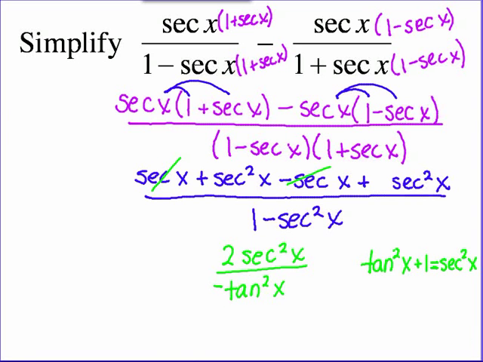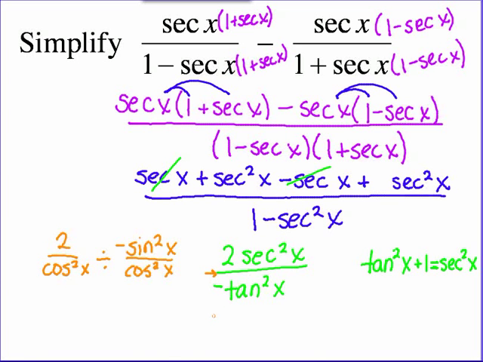So this is something you could do. I know that secant is 1 over cosine, right? So basically I've got 2 over cosine squared divided by negative sine squared over cosine squared. Now if you're wondering where the division came from, remember this is a fraction bar right here. And you can go ahead and write it that way.